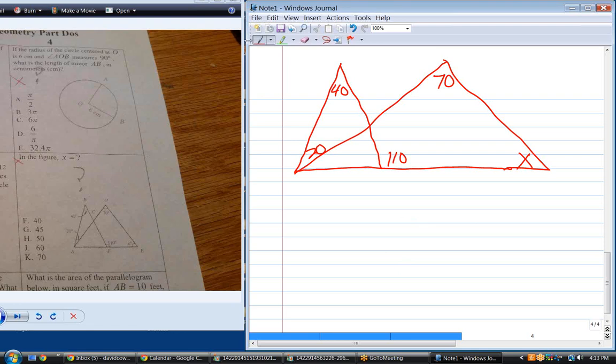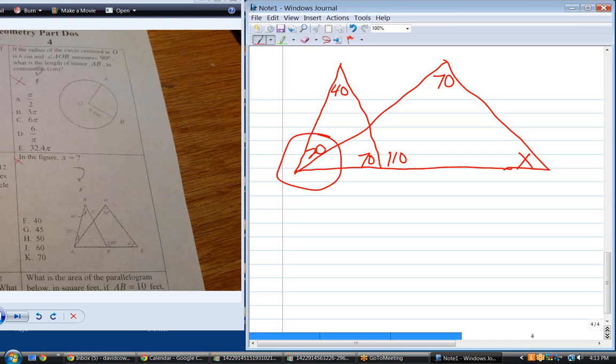So, what can we solve for? Do we know this angle? Yeah, 70. All right. Now let's look at the triangle on the left. Do we know that entire angle?